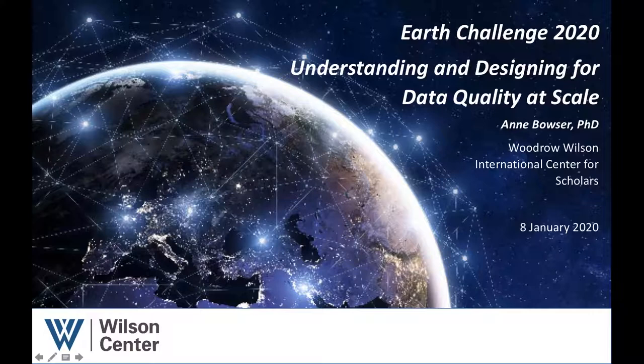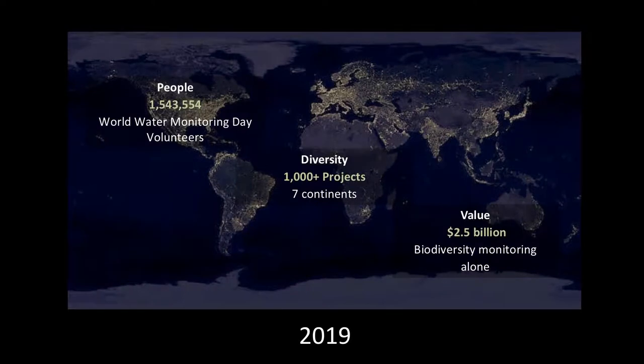I'll give a little bit of perspective anyway. My disciplinary background is human-computer interaction, so I learned about citizen science from the big data angle. Right now, 2019, there are 1.5 million people who contribute to citizen science on World Water Monitoring Day. That's one day. There are thousands of projects on all seven continents, as well as work done through projects like Galaxy Zoo that allow people to study outer space.